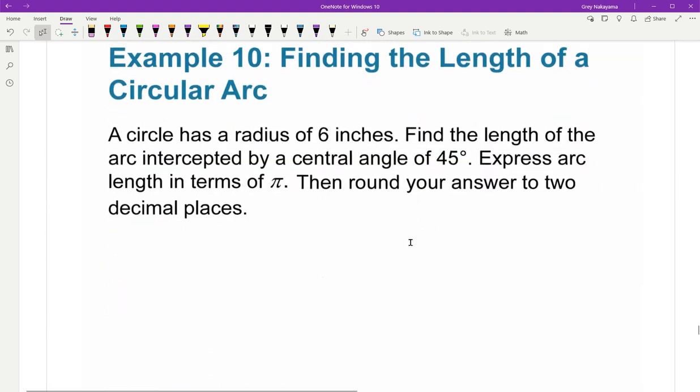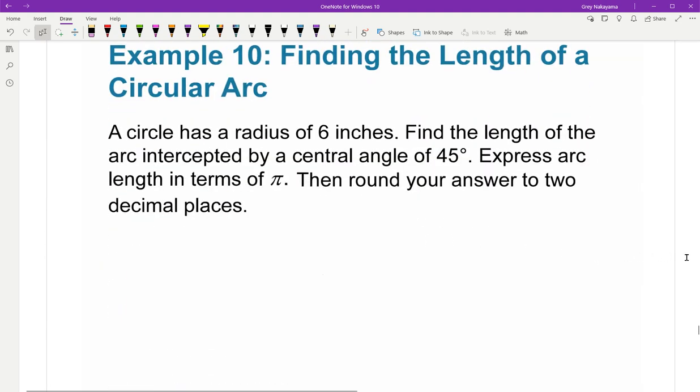So, a circle has a radius of 6 inches. Find the length of the arc intercepted by a central angle of 45 degrees. Express the arc length in terms of pi, and then round your answer to 2 decimal places. Okay, so our formula is S equals R theta. And so what is R? R is 6 in this case.